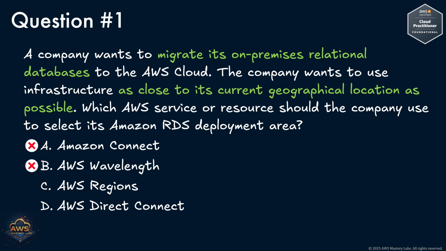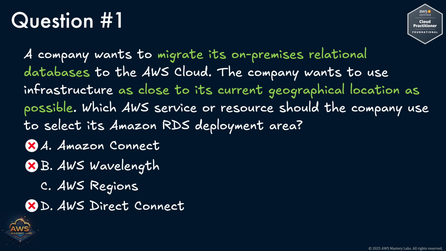Option B, AWS Wavelength. At first glance, this might seem tempting. AWS Wavelength does bring AWS compute and storage closer to end users, but it's targeted at mobile edge computing use cases, especially where ultra-low latency over 5G is required, such as gaming, video streaming, and real-time analytics. However, Wavelength Zones are not used for RDS deployment, and in fact, relational databases like RDS aren't even supported in those zones.